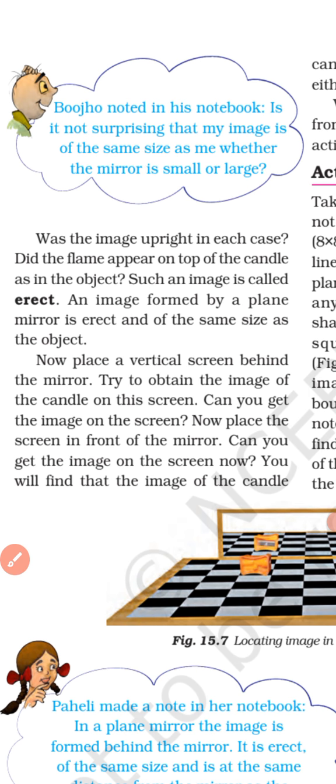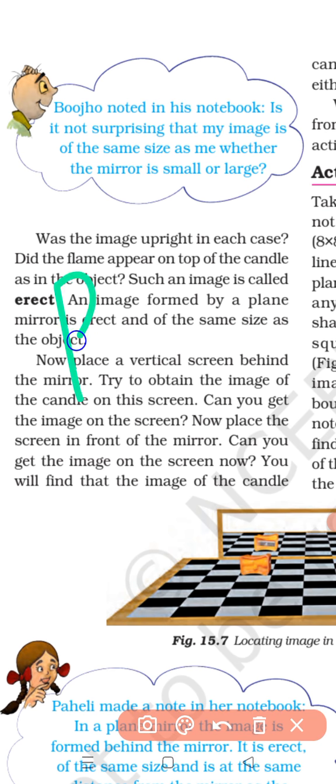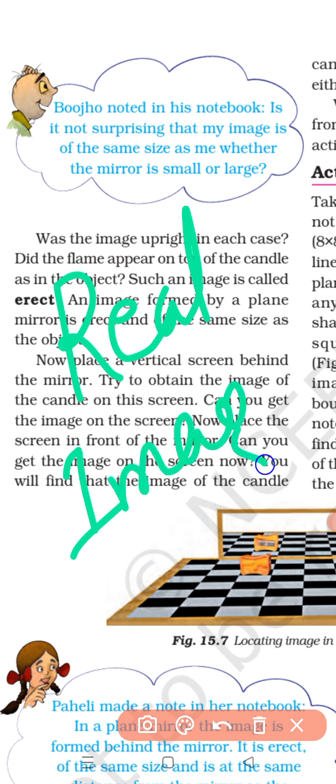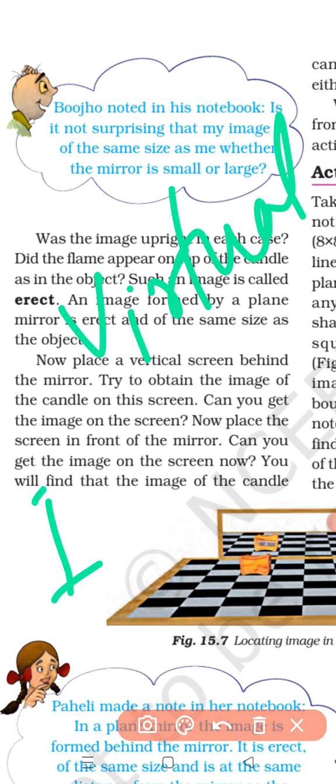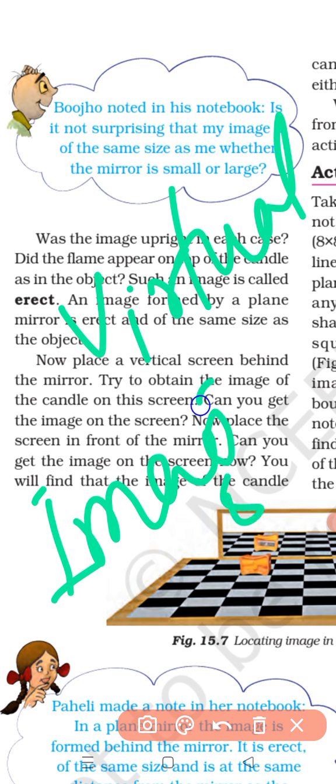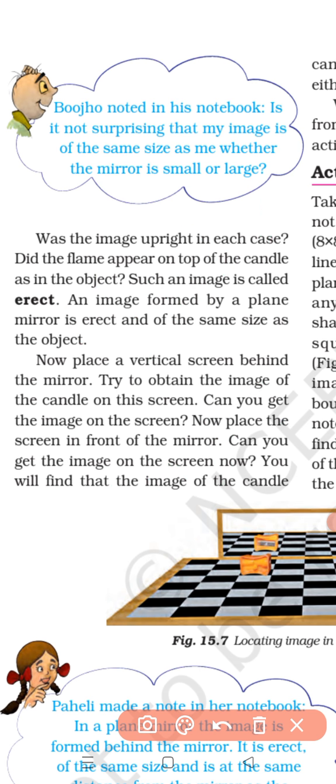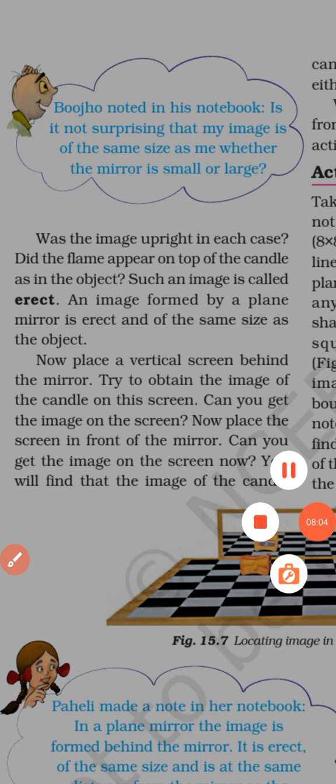Basically, there are two types of images that can be formed with light. These are real image and virtual image.